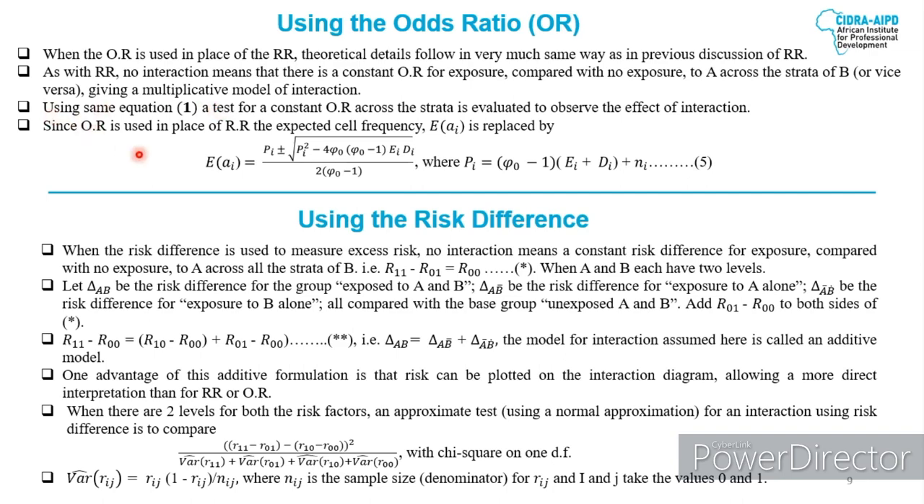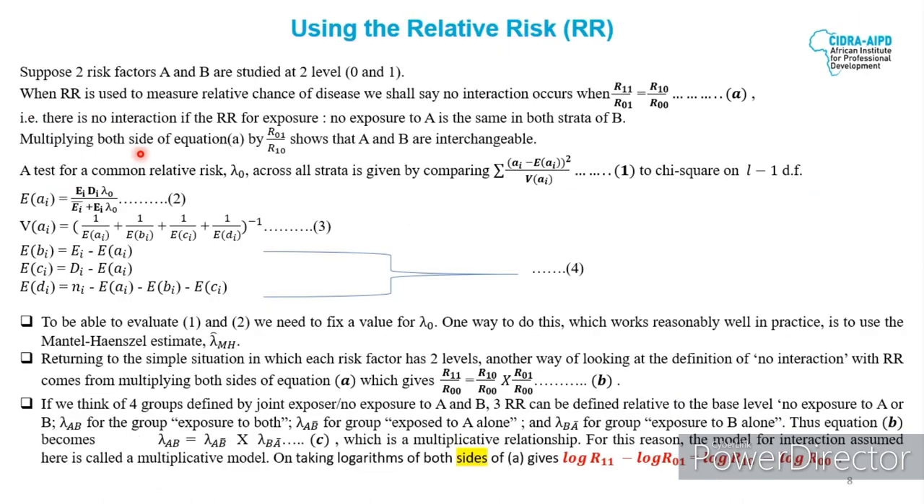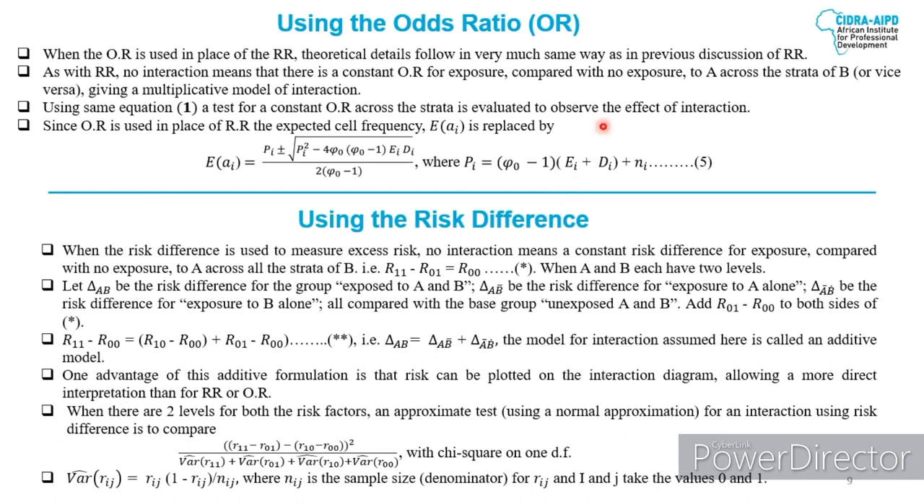Now, using the same equation we did, that is equation one, this one, a test for a constant odds ratio across the strata is evaluated to observe the effect of interaction. Since OR is used in place of RR, the expected cell frequency, that is expectation of AI, is replaced by this formula. I know it doesn't look that great, but it is what it is.